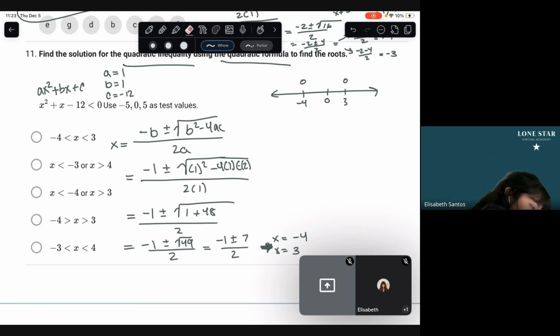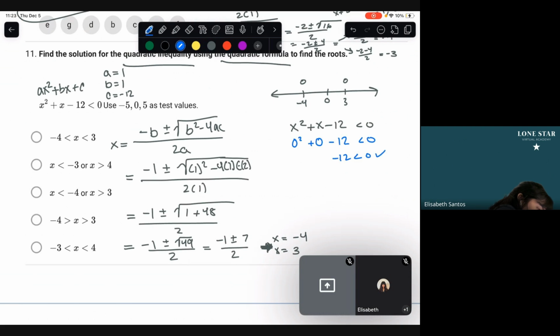So let's use some test values. So first, let's use 0. That means to test it, we're going to plug them into our inequality. So 0 squared plus 0 minus 12. Is that less than 0? Negative 12 less than 0? Yes. So this checks out. That means so far I'm going to have values between negative 4 and 3.